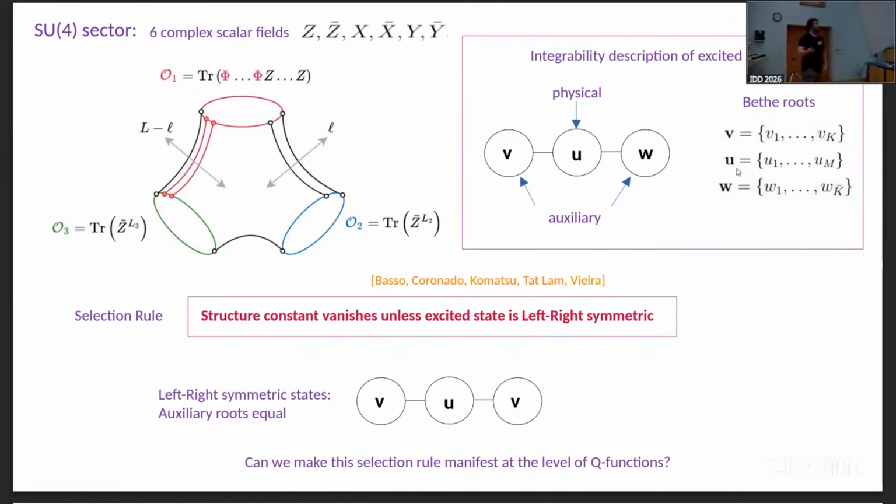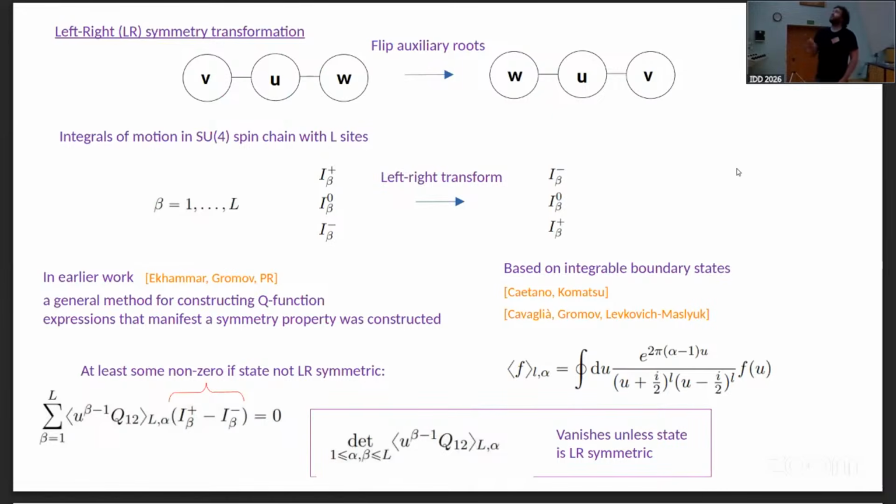So we presented this structure constant as some combination of Q functions. Is it possible that we can see this quantum symmetry manifestly at the level of this expression that I gave you? It turns out we can, and I'll give a little motivation for how. Let's say a little more about this left-right symmetry and consider a left-right symmetry transformation, which flips the two auxiliary wings of Bethe roots. I want to take V, U, W and map to a new state which has W, U, and V.